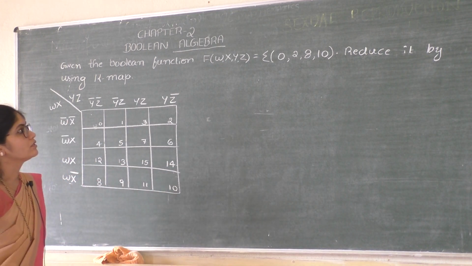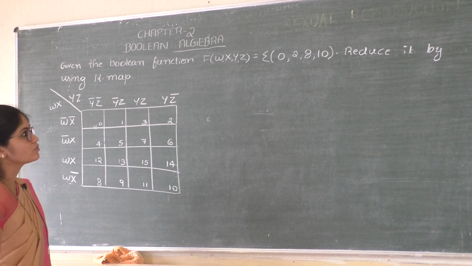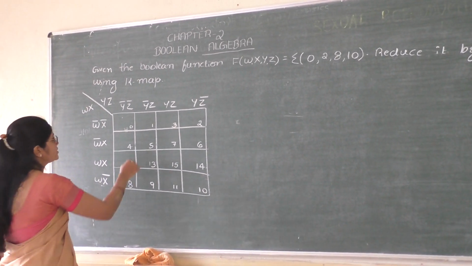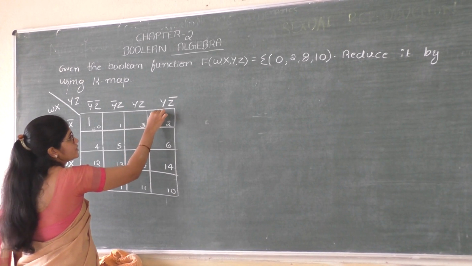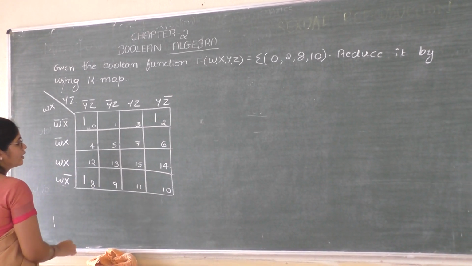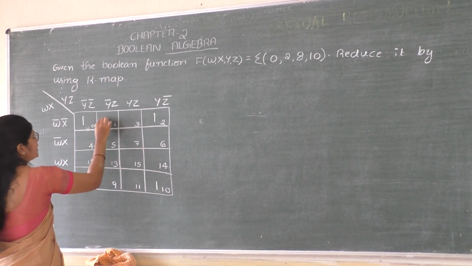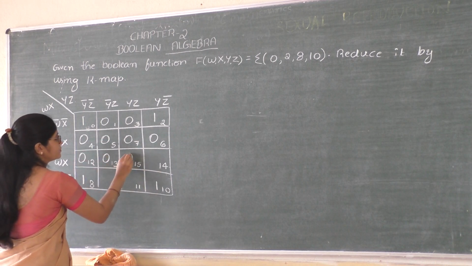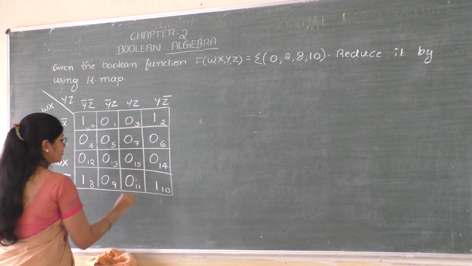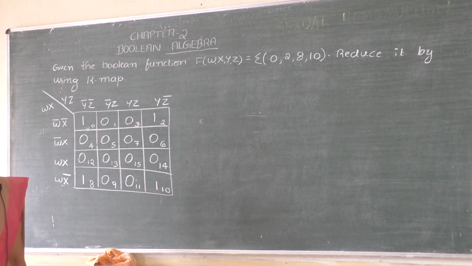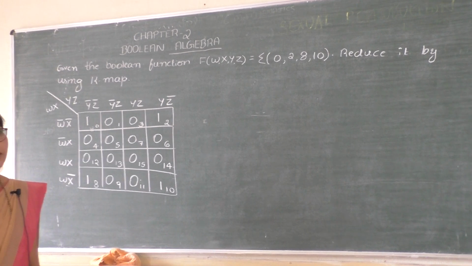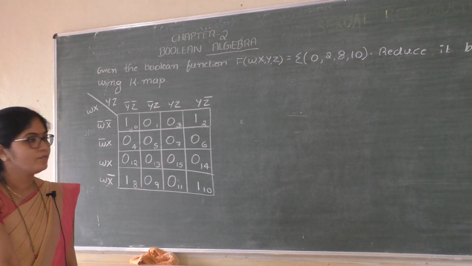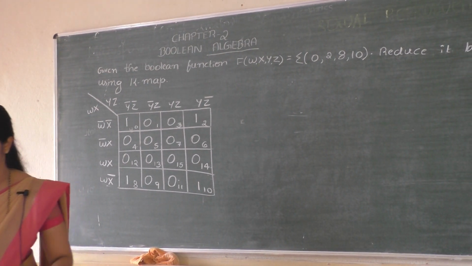Now, minterms of 0th square, 2nd square, 8th square and 10th square are having the output 1. Fill those squares with 1s, and fill the remaining squares with zeros. Now in the K-map there are no adjacent 8 ones, or there is no quad, or there is no pair. Now can we roll the map? Yes.